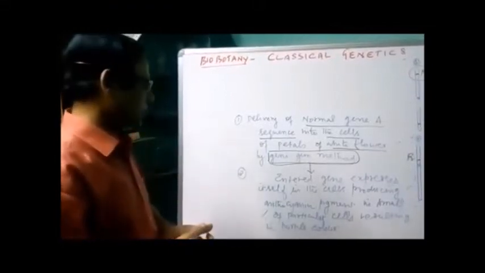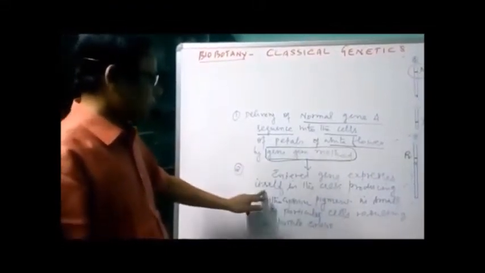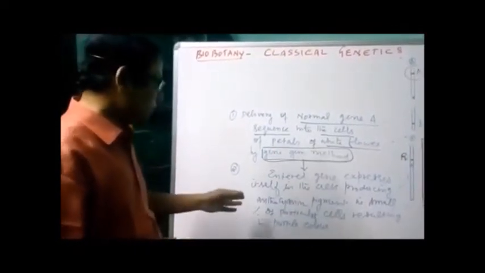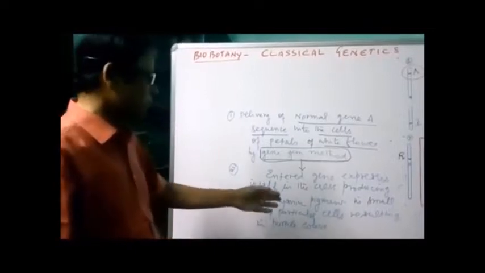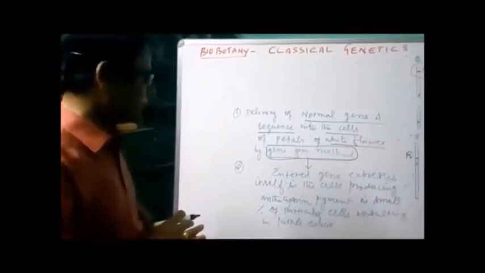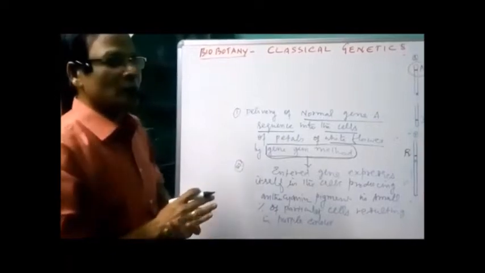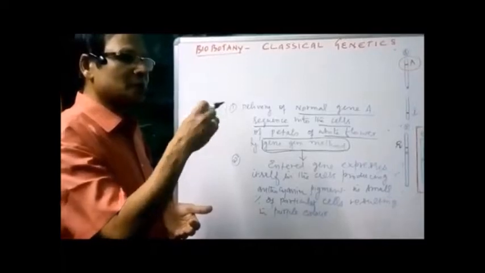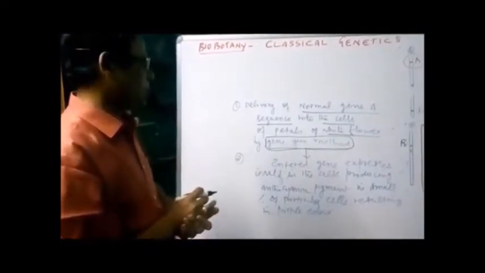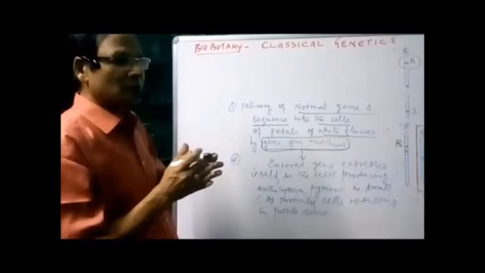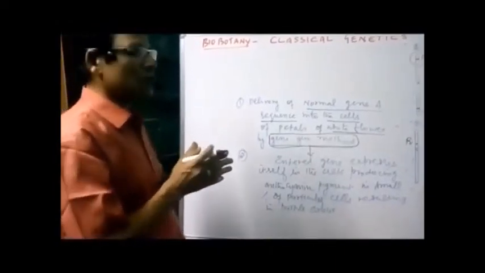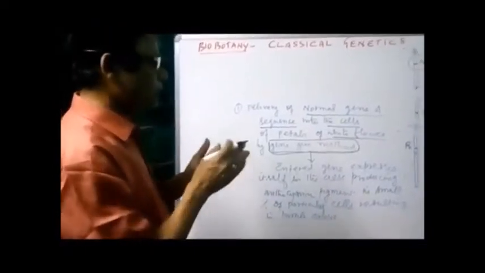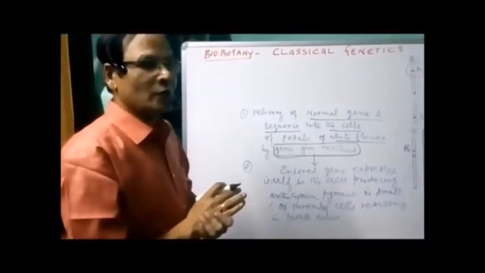Now what is happening in the result? The entered gene expresses itself in the cells, producing anthocyanin pigment in a small percentage of particular cells, resulting in purple color in that particular part only. This is because of the expression of the gene and the presence of transcription activation factor. The gene is being expressed, resulting in the formation of an enzyme which causes the production and accumulation of anthocyanin pigments, leading to purple color in that particular part of the flower.